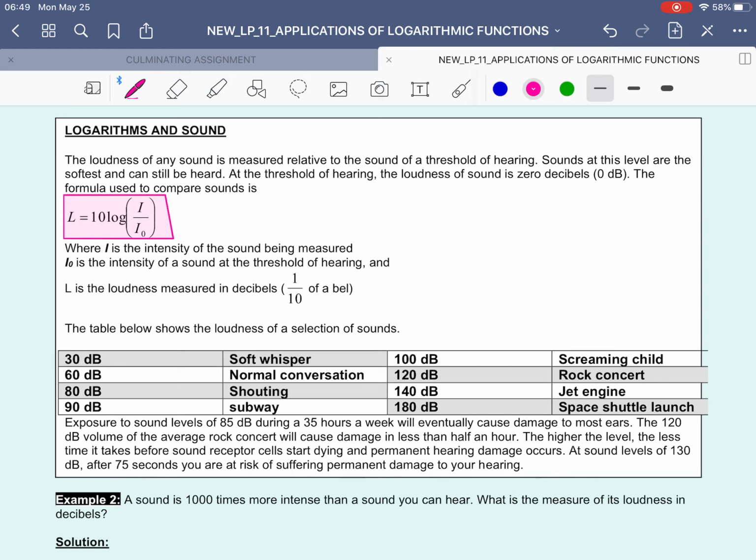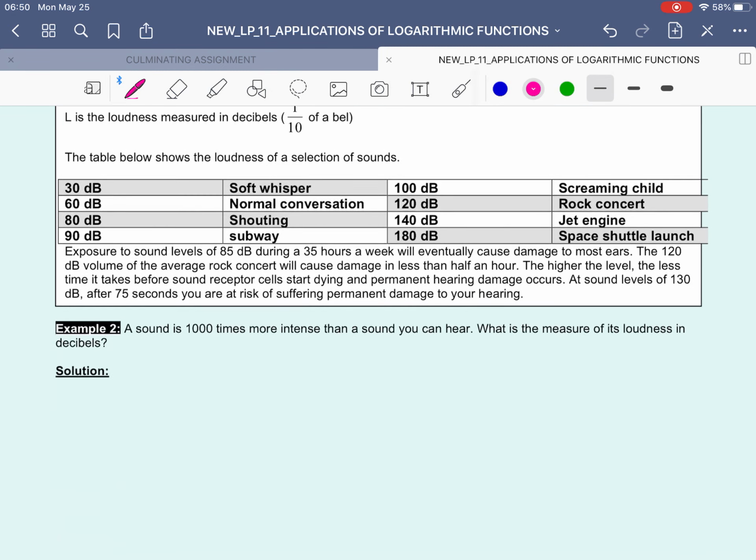Now, exposure to 85 decibels during a 35-hour week will eventually cause damage to most ears. And 85 is between shouting and subway, so you don't want to be near that because the eardrum will be damaged somehow. And 120 decibels is the average rock concert, and it will cause damage in less than half an hour. So the higher the level, the less time it takes for the sound receptors to start dying and permanent hearing damage to occur. The body has some self-healing competencies, let's say. And at about 130 decibels, after 75 seconds, you are at risk of suffering permanent damage to your hearing.